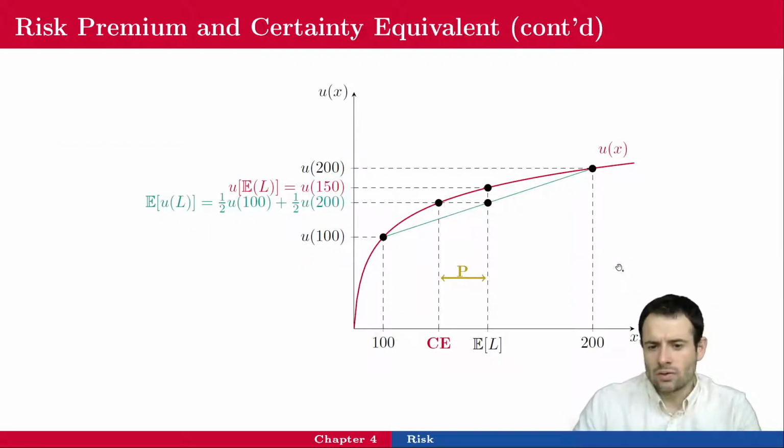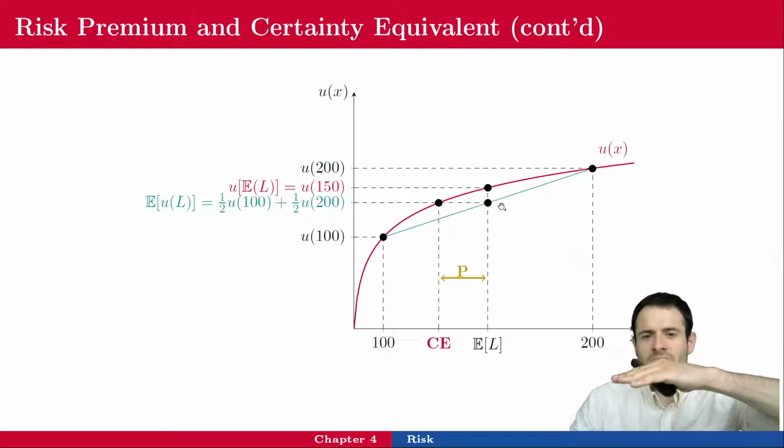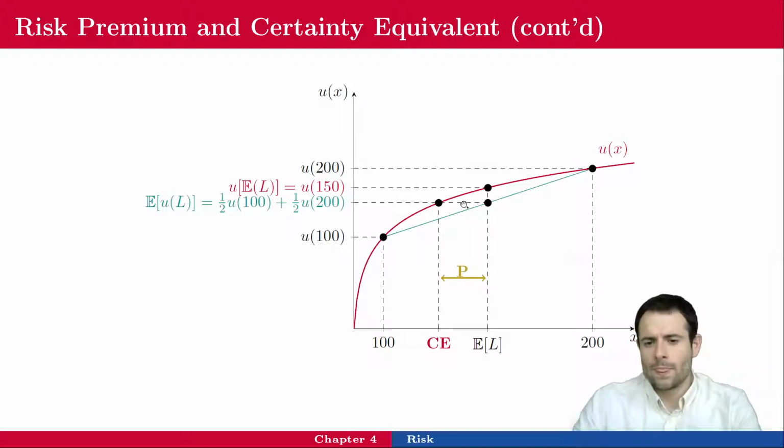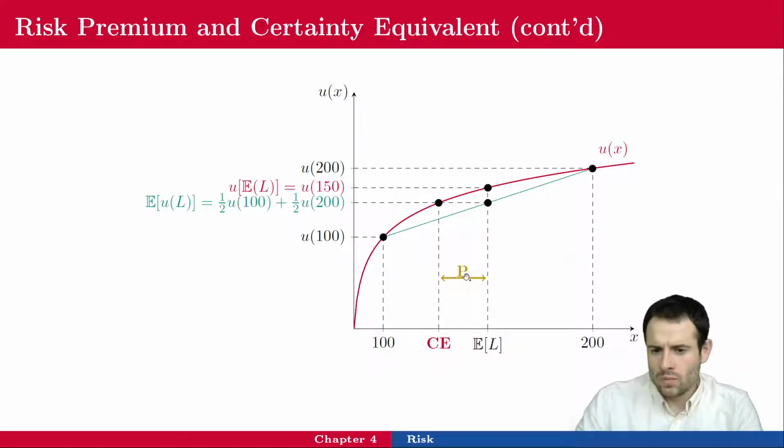I showed how they look on a graph. CE is going to be vertically aligned. Well, no, horizontally aligned, sorry, with the expected utility, because vertically speaking, they are at the same level. And the risk premium will be the difference between the expected gain and the certainty equivalent.